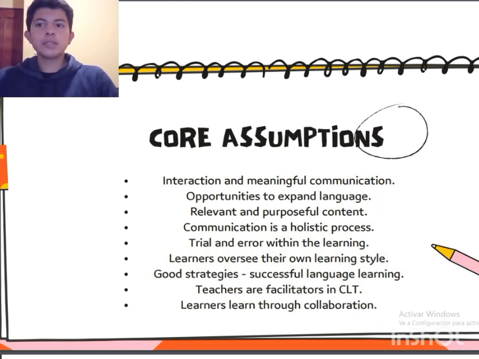Good strategies develop successful language learning. This means that the better our work is, the better the students learn. Teachers are facilitators in the CLT method, because students see us as a model, and we have to help them in whatever they need. And finally, learners learn through sharing and collaboration, because this is what CLT depends on.